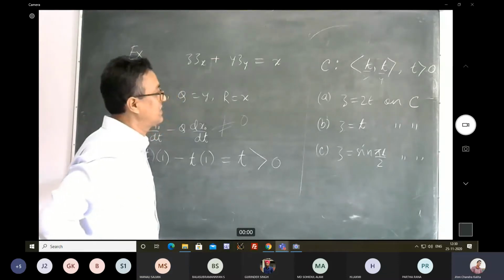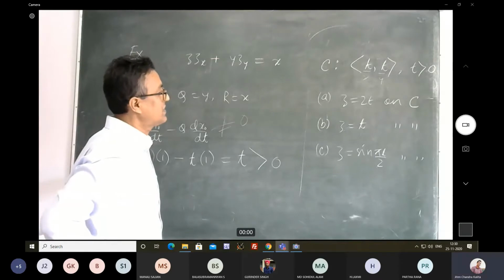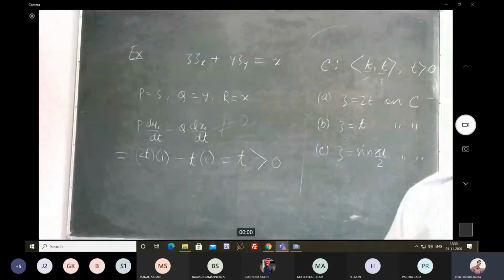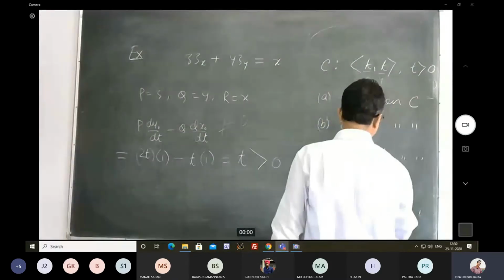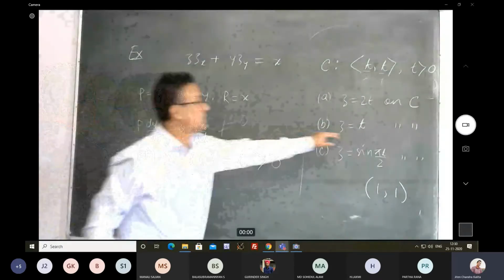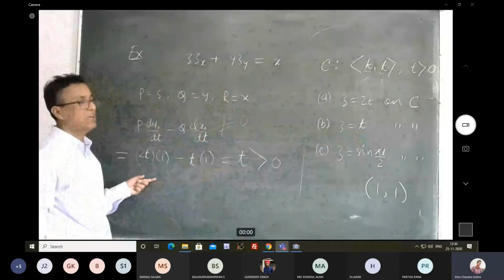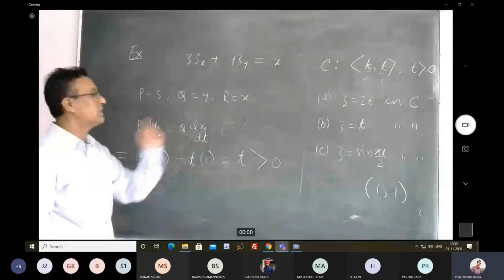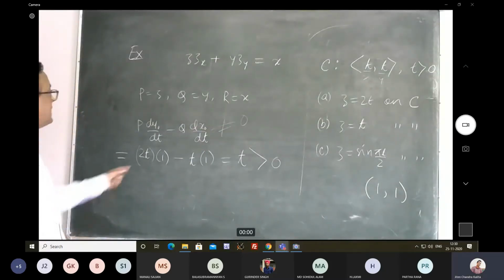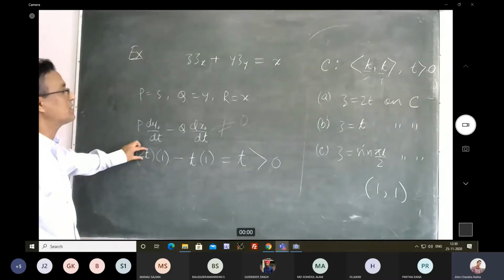And in the third case, of course, I think I missed a part of the question. Another part is that you are told to find it in the neighborhood of 1, 1. So in the second case, anyway, this is going to be 0. And in the third case, in the neighborhood of 1, 1, this is again going to be 0, because it is going to be sine pi by 2 when t equals 1. So that is 1.